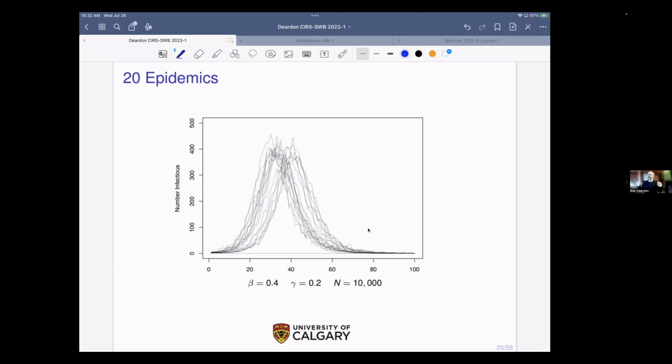Random's a dangerous word, right? But with unobserved or random things going on in the population, you can get quite different outcomes. So I think most people agree that adding some stochasticity to these models is a plus. And certainly from a statistical point of view, if you want to capture uncertainty, you have to do that, right?